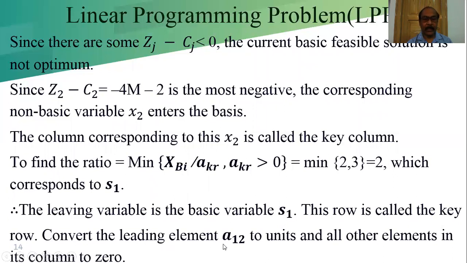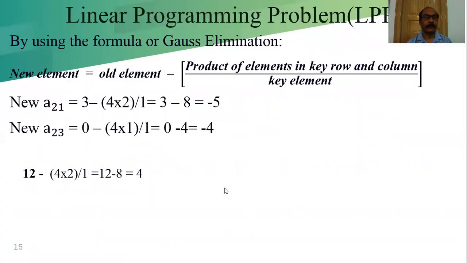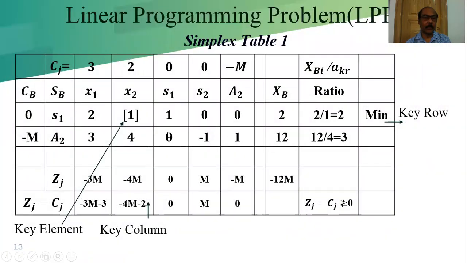So convert the leading element A12 to 1 and all other elements in this column to 0. That we already learned. Now calculation: 3 minus 4 into 2 divided by 1, 3 minus 8 is equal to minus 5, that I explained. Another one I am explaining, so I have to move to table 0.